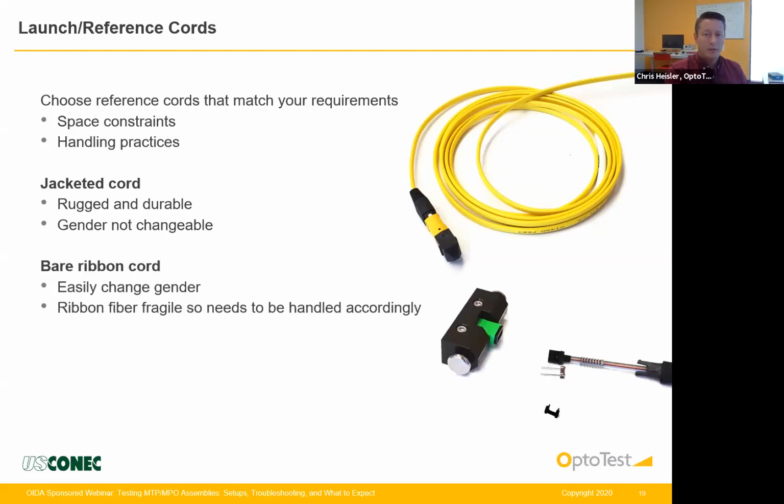A bare ribbon cord allows for easy gender swapping, but it is fragile and the binding material can break, causing the cable to fray. An Mtpmpo cord is the best of both worlds. It allows for gender swapping and is rugged and able to withstand rough handling. I will now pass the presentation back to Shelley to discuss the Mtpmpo connector system.